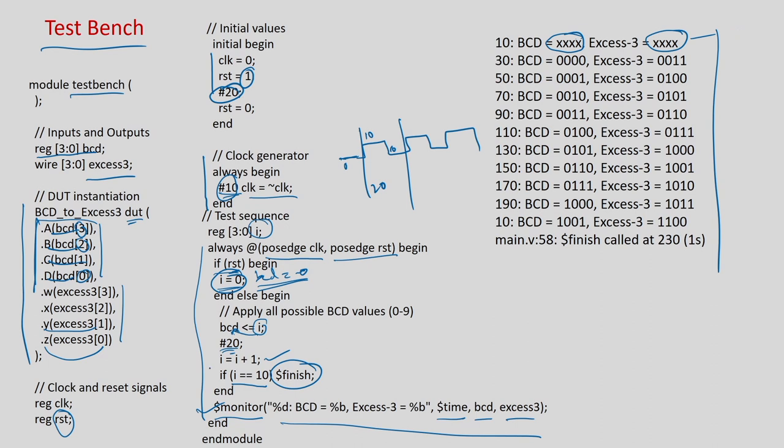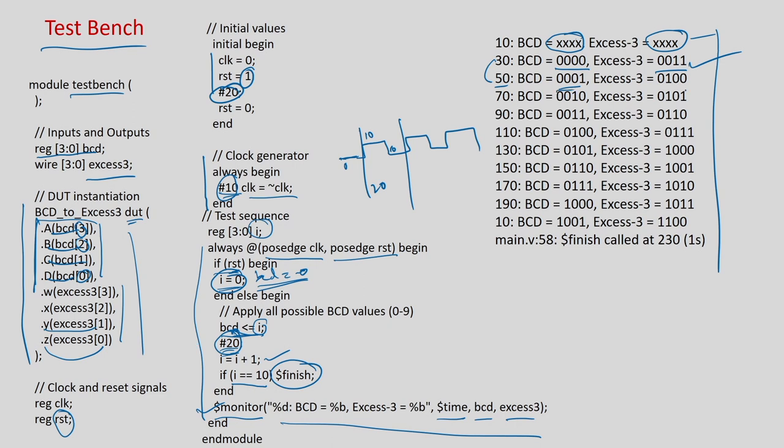After 20 units of time, whenever this BCD equals 1, again this value will pass to this DUT and it will execute. As a result, now I give 0, right, because I equals 0, and the corresponding value of XS3 is 3. So this is correct, right? After 20 units of time, at time 50, my BCD value will pass 1, because every 20 units of time here I increment the value.